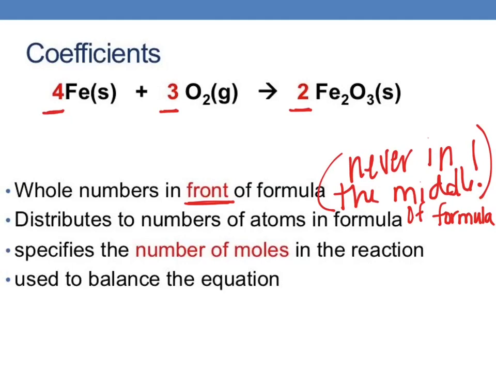That coefficient, that number at the front, distributes, which means we're going to multiply, to everything in the substance. So this 4 distributes to that Fe. This 3 distributes to that O2, which tells me how many O2s do I have? 6. And I have 4 Fe's. That 2 distributes to the Fe, so that's a total of how many Fe's? 4. And that 2 distributes to the oxygen, so that gives me 6.